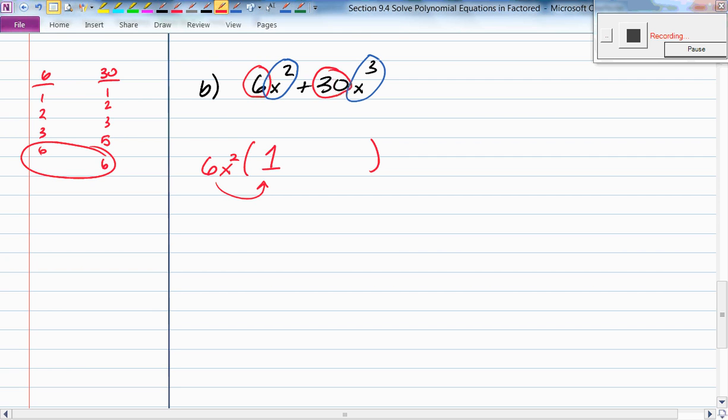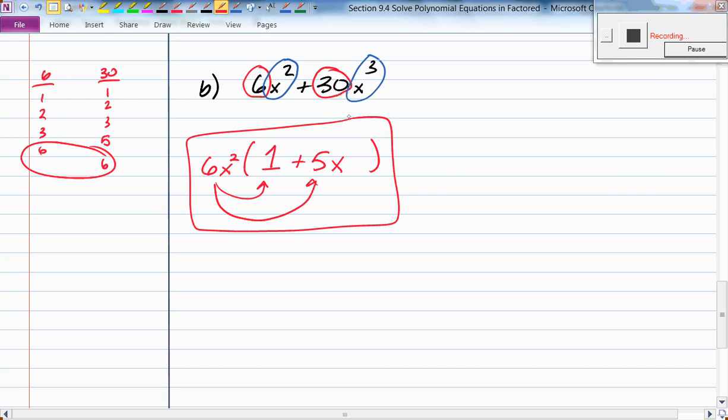Okay, now let's think about this. If I take 6 out of 30, what's the factor? A 5. Good. If I take x squared out of x cubed, how many do I have left? I have 1x. Very good. And 6x squared times 5x will give me back the 30x to the third. So that is the answer. You guys feeling pretty good about that? All right.